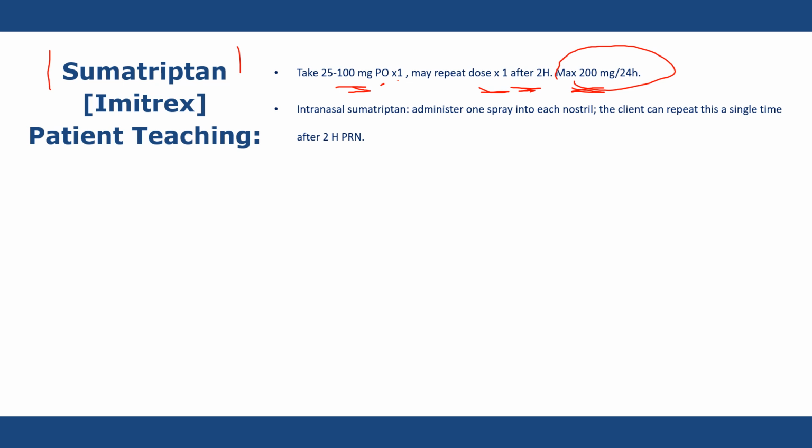And so that's PO. For intranasal, it's one spray into each nostril. The client can repeat this a single time after 2 hours as needed. The drug has a rapid onset and peaks in 90 minutes or so. So we should be getting the relief at peak.